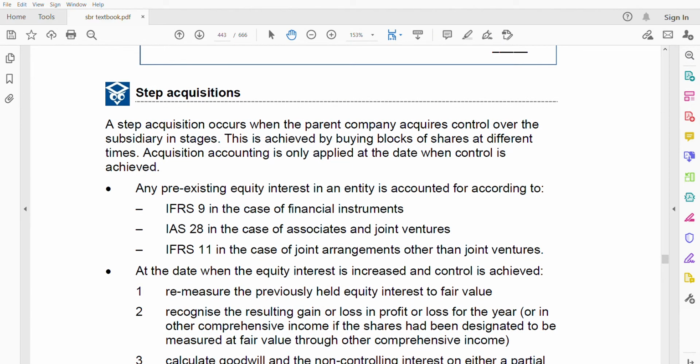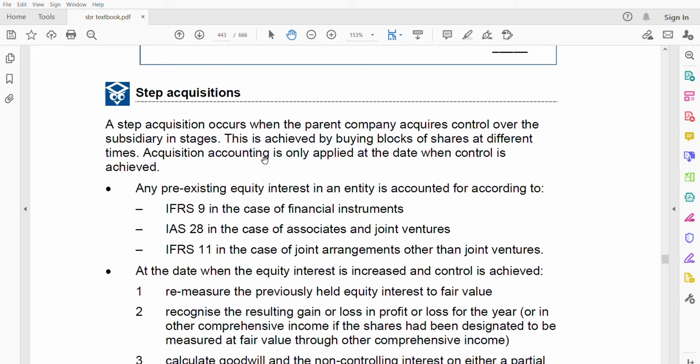Now step acquisition. Step acquisition occurs when the parent company acquires control over the subsidiary in stages. This is achieved by buying blocks of shares at different times. You're not buying together, you're buying step by step, and that only happens twice. In the exam, they will not give you buying 3 times. First time you are buying, let's say 60%, and second time 20%. So now that company is your 80% subsidiary.